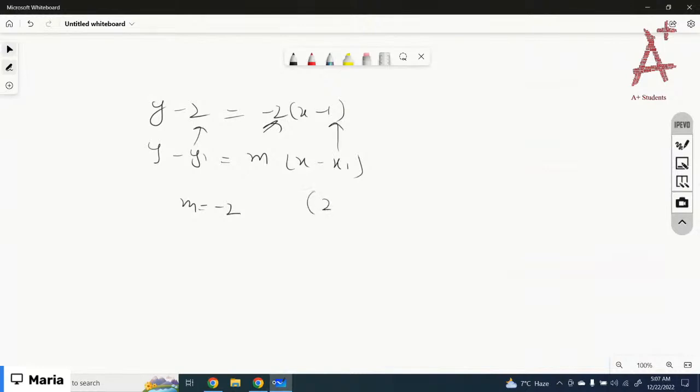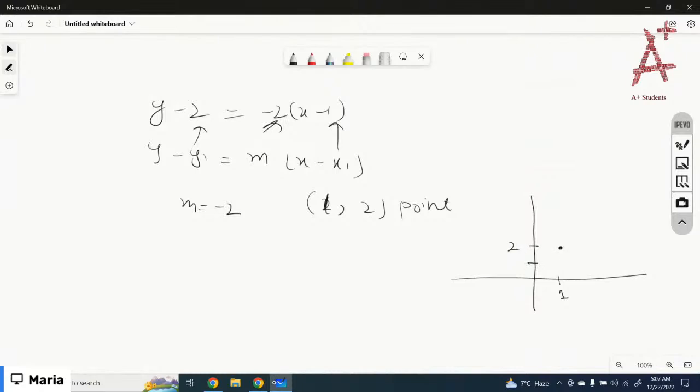So you have a point 1 and 2. That is the point. Got it? So you can plot the point on the graph. Let's just plot 1 and 2 on the graph. x is 1 and y is 2. This is the point on the graph.